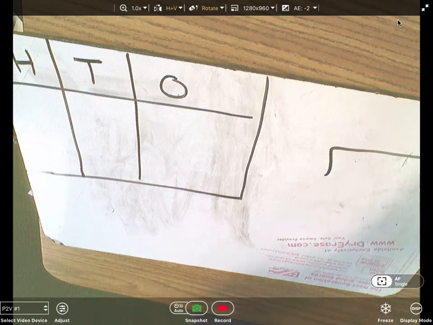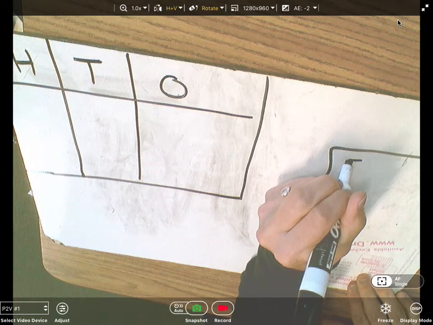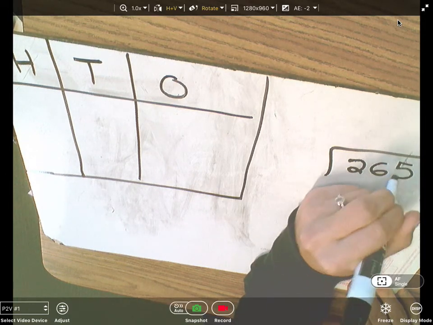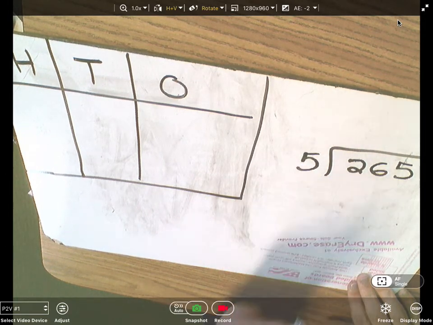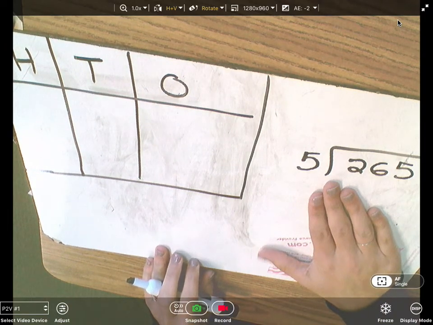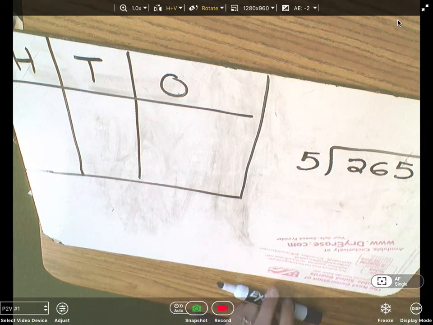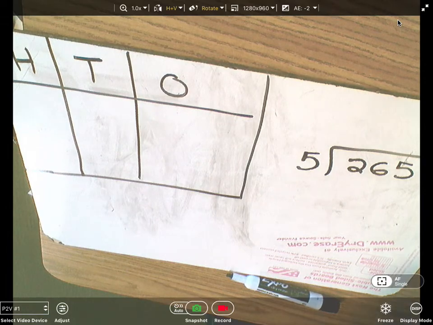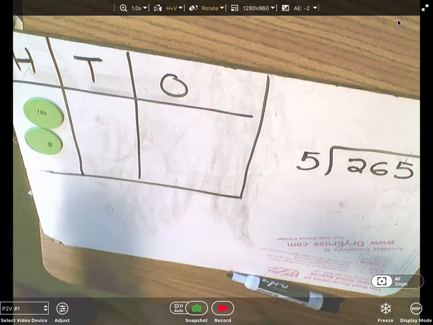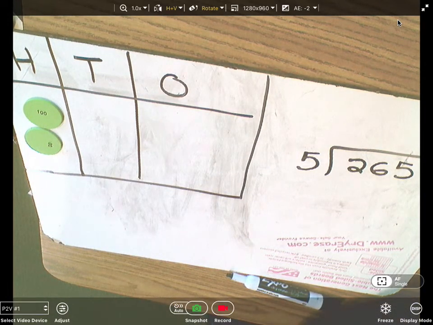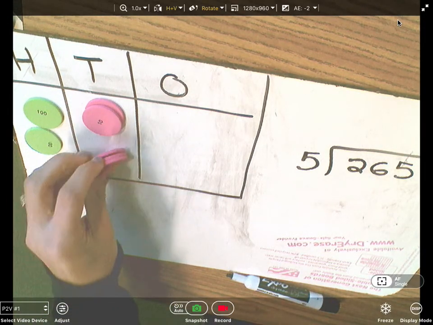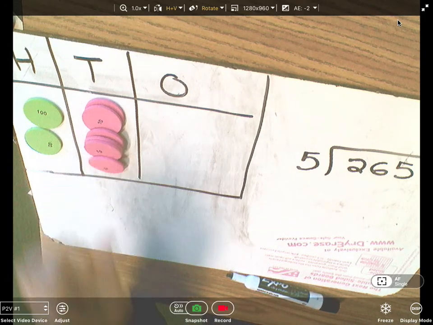So what I'm going to do first is write down a problem. We're going to do 265, and we're going to divide that by 5. So what I'm picturing when I see this is that I have 265 things, so I'm actually going to count out 2 hundreds, put them in my hundreds place. I have 6 tens, 1, 2, 3, 4, 5, 6 tens, and I have 5 ones.